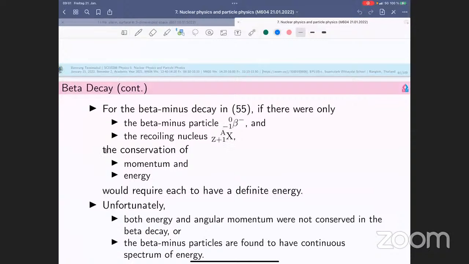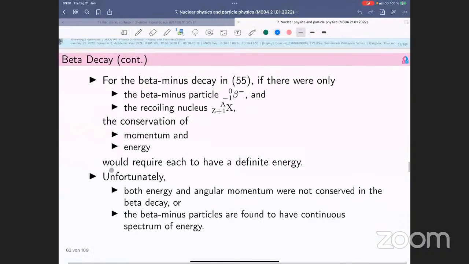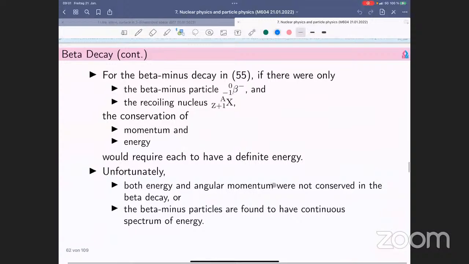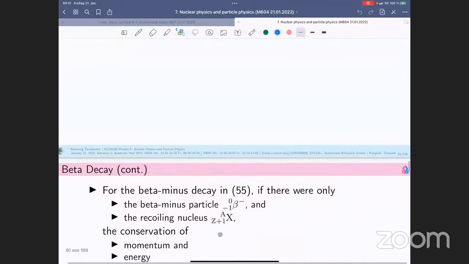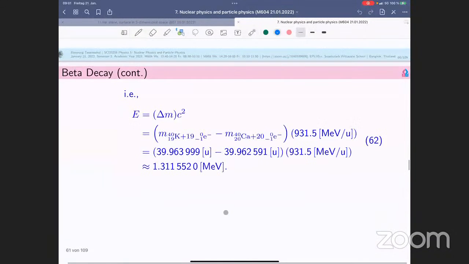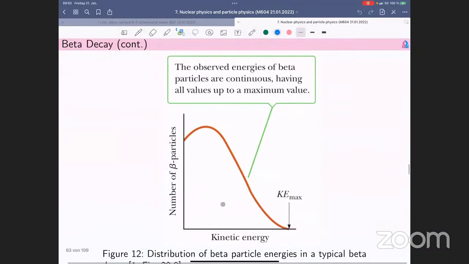Okay, there is conservation of momentum and energy in this process, and usually it's required to have a definite energy. But from the calculation in the two previous examples, as you have seen, both energy and angular momentum were conserved in the beta decay, and beta minus particles are found to have a continuous spectrum of energy. So what's the problem then? Usually we would get the discrete value, right, from what we have calculated here. But from the measurement, the energy from the electron is continuous.